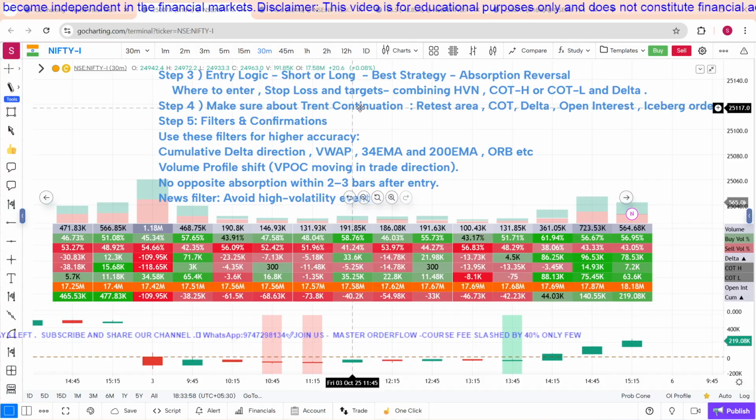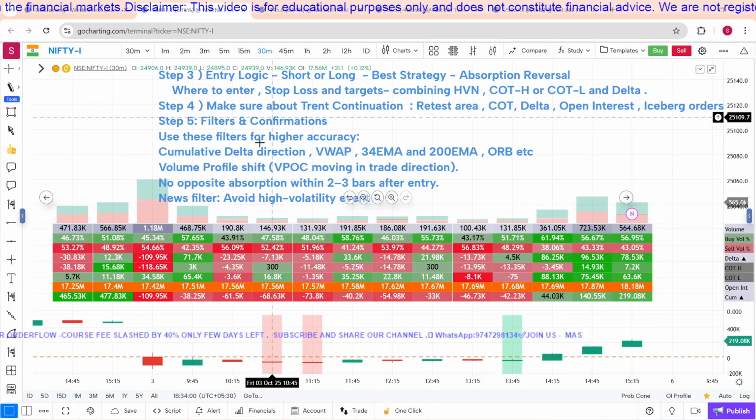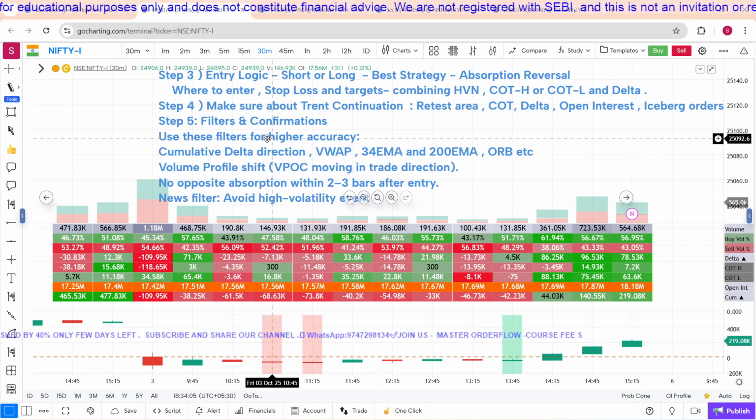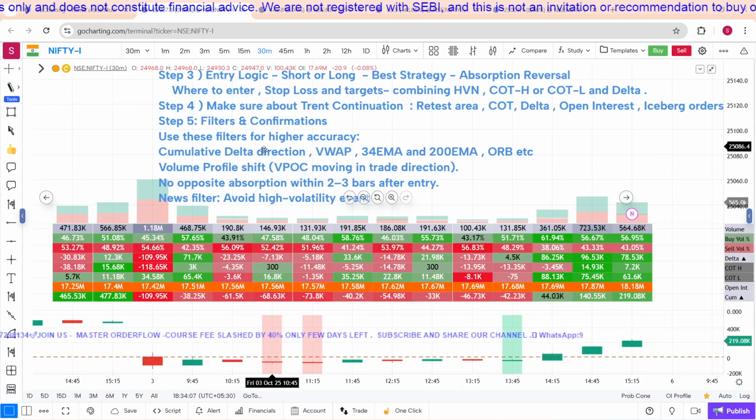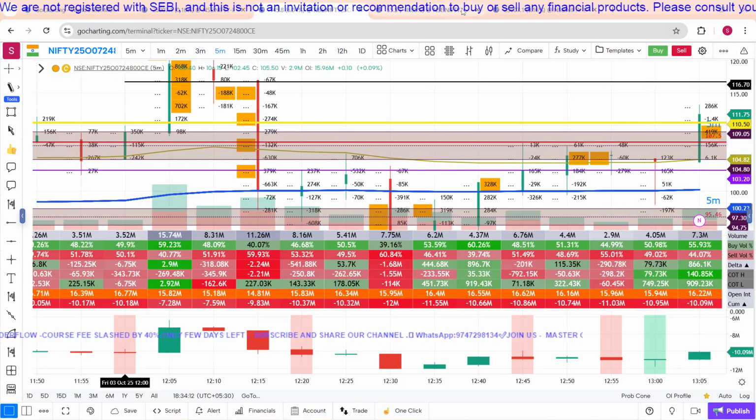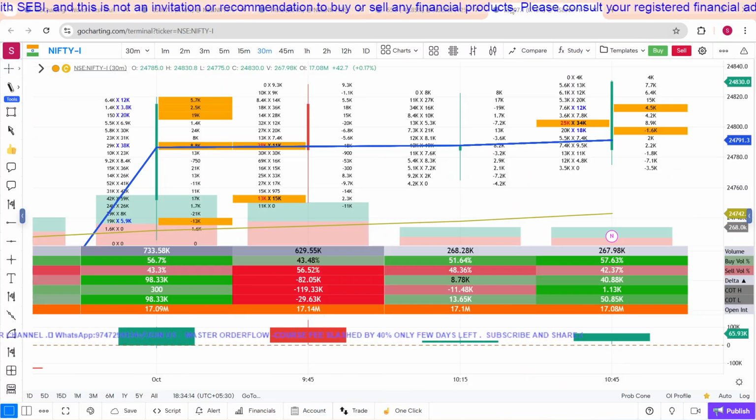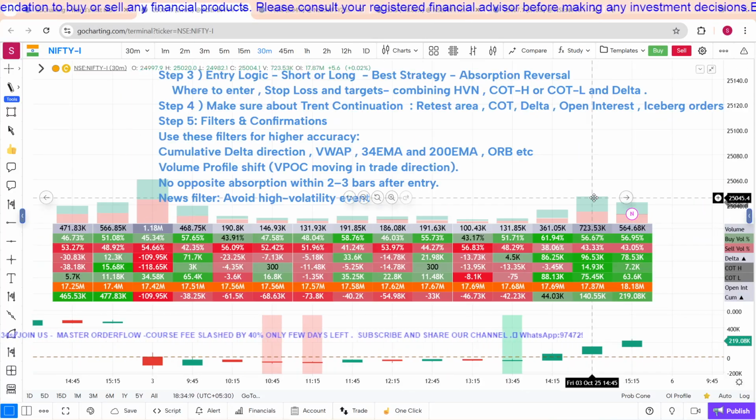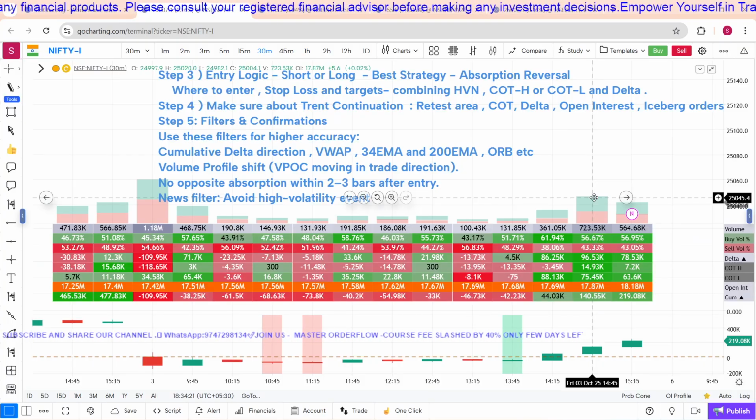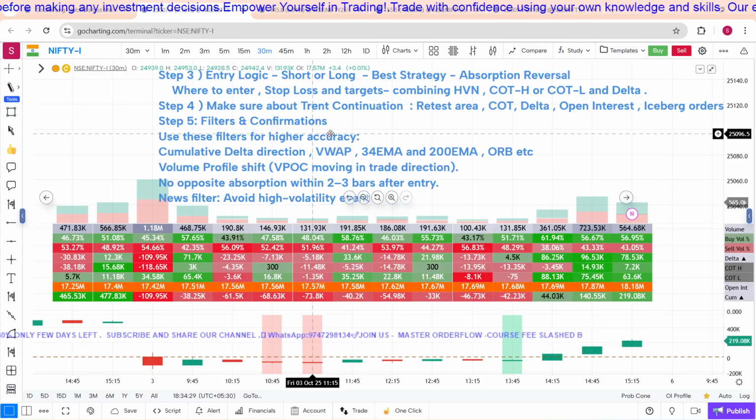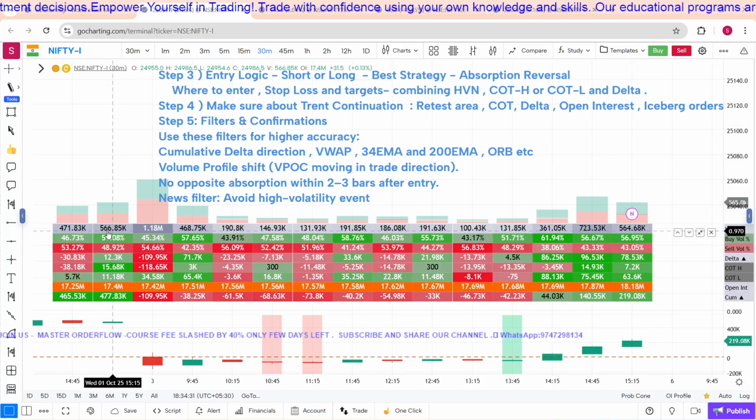And along with this, we need to use filters and confirmations. See, some of the filters we are using are previous day levels. The previous day volume POC levels will act as a good indicator. Previous day POC levels, volume POC levels, previous day imbalance levels, then ORB we can use.